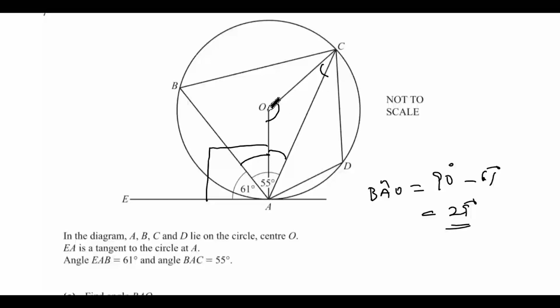Look at point O, it is not on the circumference, so we cannot take this as a cyclic quadrilateral. So you need to be very careful. To get AOC, we need to find the base angles of this isosceles triangle, because these and these are equal. They are both radii, so we have an isosceles triangle. So how can we get this angle here, this small one?